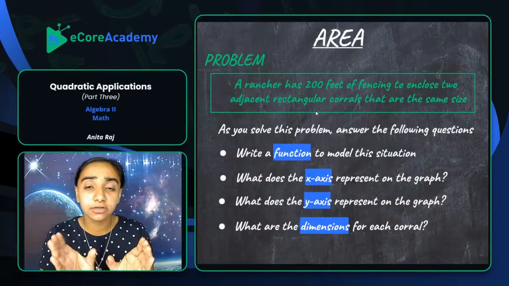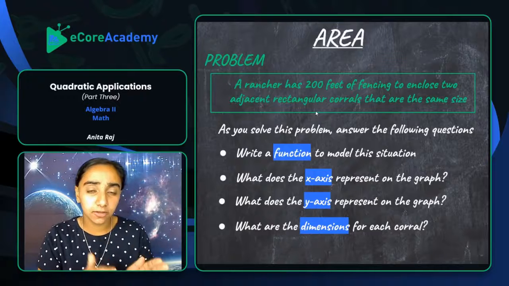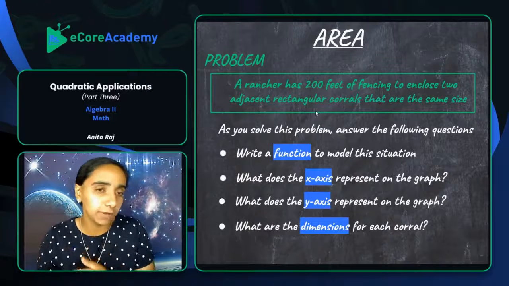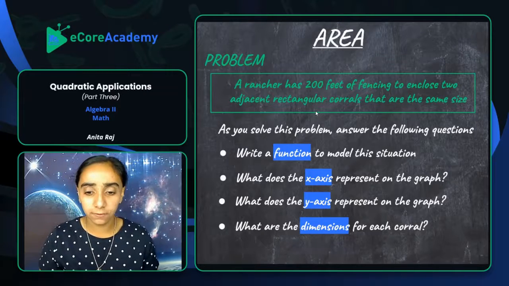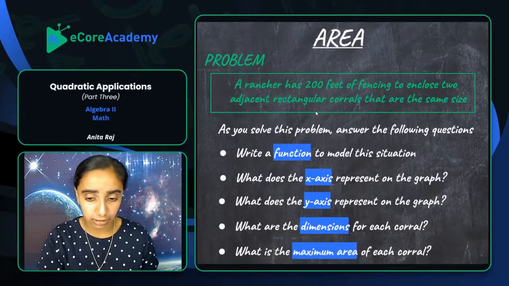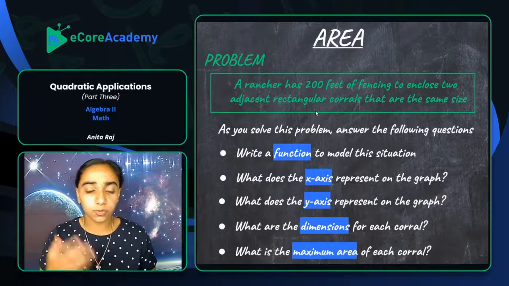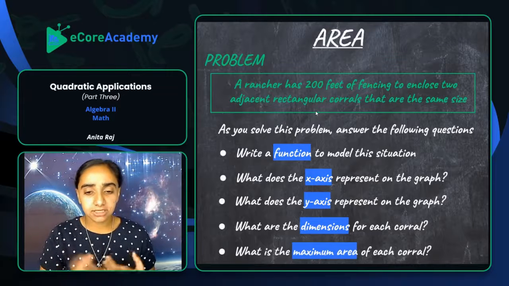both similar figures, meaning they're both congruent to each other. So we're just going to be finding the length and width of one of them, and then it'll obviously represent the other one as well. And lastly, we're going to be finding the maximum area of each corral. So we're going to be answering all of these questions and just working through this problem together. So let's get into the first one.